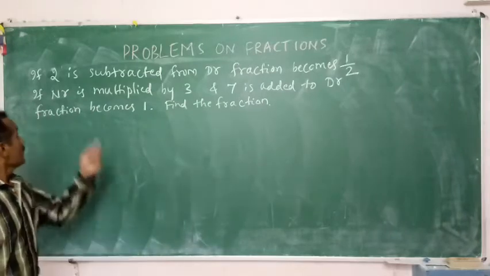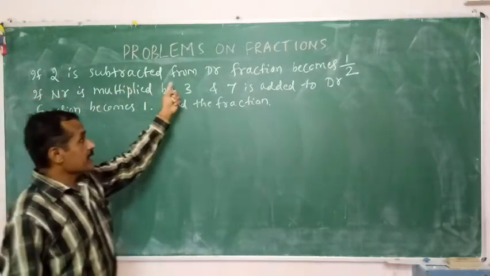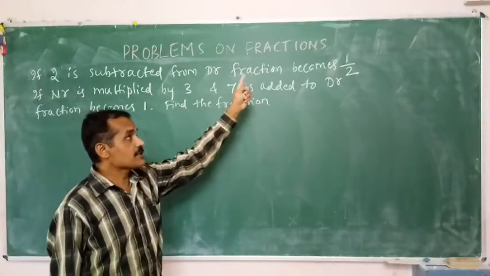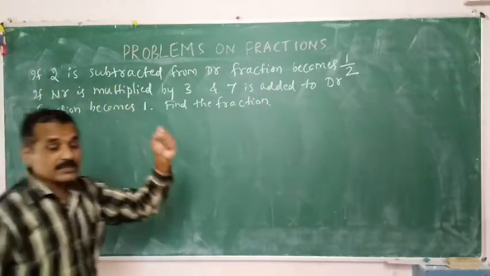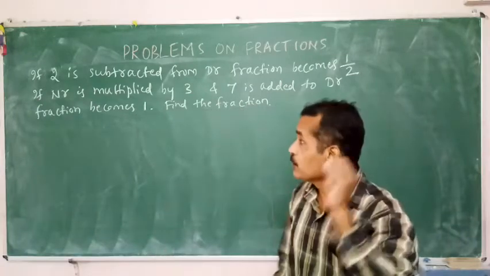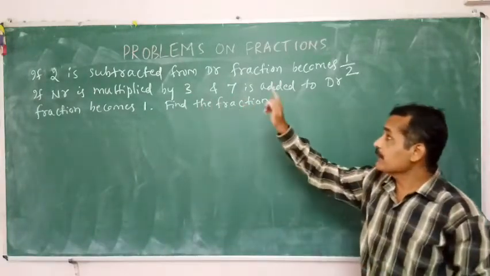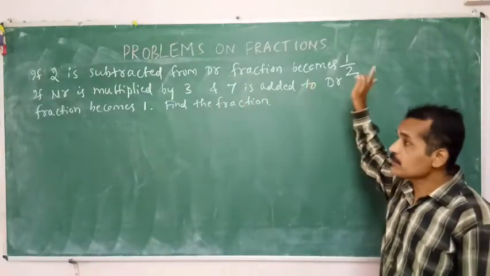If the denominator, the fraction becomes 1 by 2. See now here once again the same thing. Nothing to be done for the numerator. 2 is subtracted from the denominator. The fraction becomes 1 by 2.